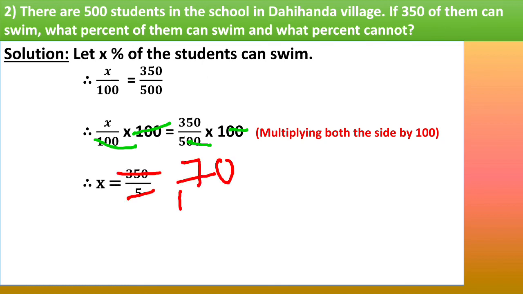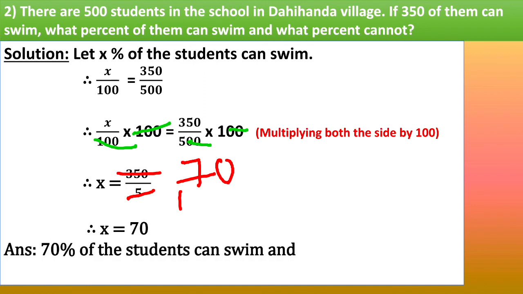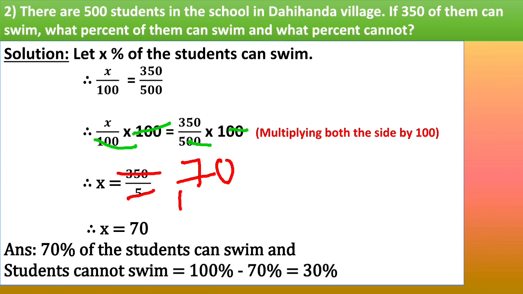So 5 1 ja 5, 5 7 ja 35, 5 0 ja 0. So the value of x came how much? 70. It means 70% of the students can swim. And students who cannot swim means 70% can swim. Means out of 100, 70 can swim. So 100% minus 70% is how much remains? 30%. It means 30% students cannot swim.